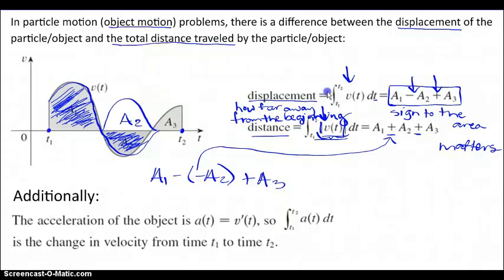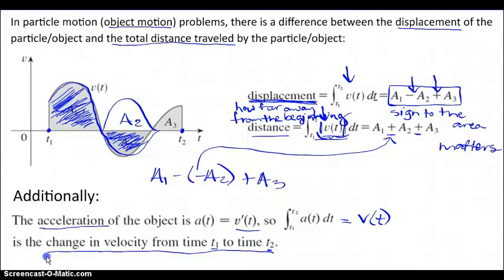And just like we have a relationship between displacement or distance and velocity, there is a relationship between acceleration and velocity. Because we know acceleration is the derivative of velocity, then the integral of acceleration will give us the change in velocity from time 1 to time 2. Just like the integral of velocity gives us the change in position from time 1 to time 2, the integral of acceleration gives us the change in velocity over the time interval we're looking at.